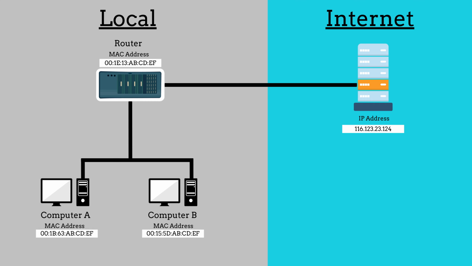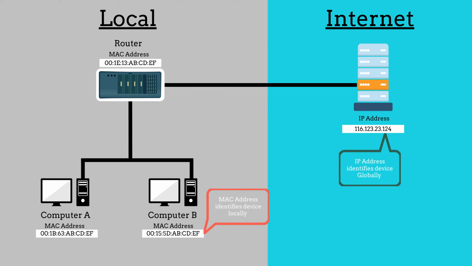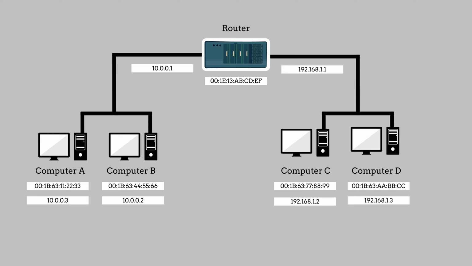A MAC address is a physical address used for communication between devices on the same local network. On the other hand, an IP address can change and is used to identify devices on the internet or a larger network. So, a MAC address identifies a device locally, while an IP address identifies a device globally. Let's understand this with a simple example.